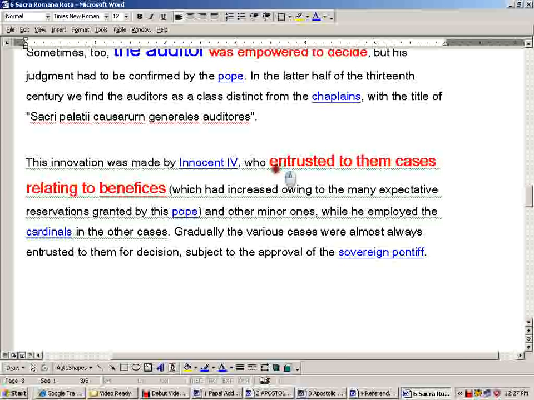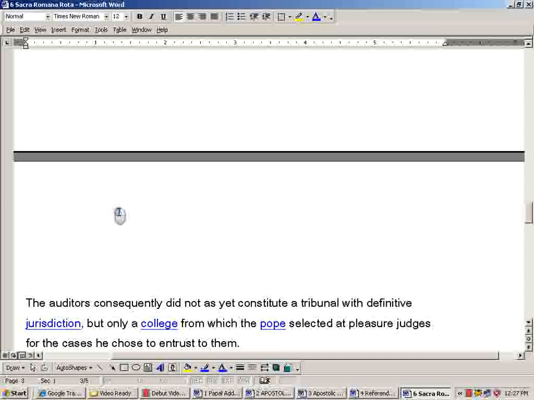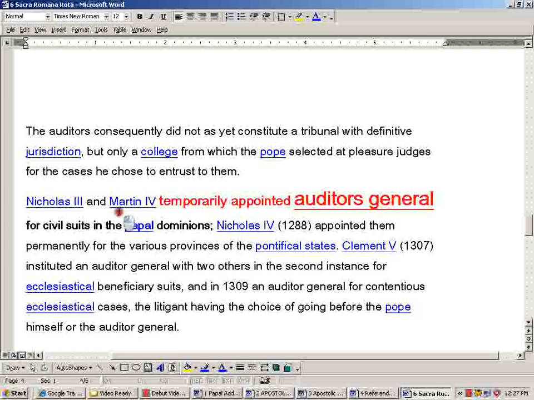Okay, and then they were entrusted with cases relating to benefices. Right, so they're administering our estates. But they have a guy called the Auditor General for civil suits in the papal dominions. So, if you go online, and even in the state there's an Auditor General, you know, that's who we took our complaints to, but I'm going to do everything through the church first. I'm not going to try anything in the civil authority. I'm going to try to take it to the church.